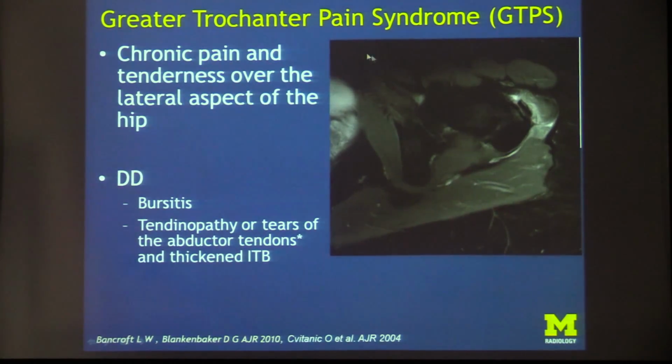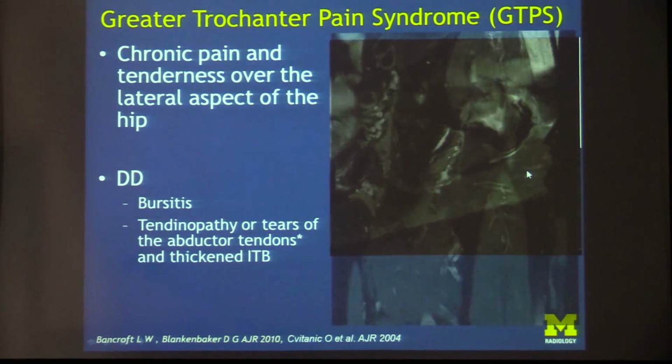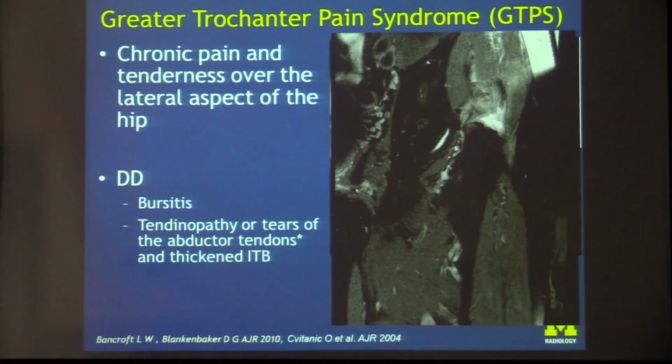This is an axial T2 weighted image. You can see high signal and thickening within and around the gluteus minimus tendon, consistent with tendinosis, partial tearing as well. You can also see a sliver of fluid in the trochanteric bursa just deep to the gluteus maximus muscle here. And in this case, this is a coronal STIR sequence, you can see a partial thickness tear.